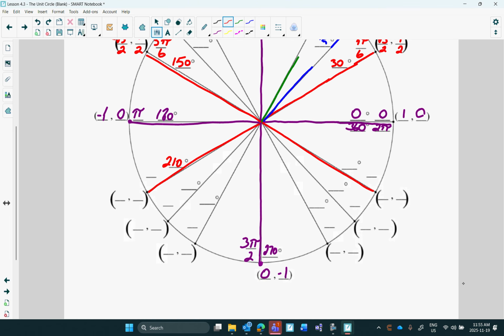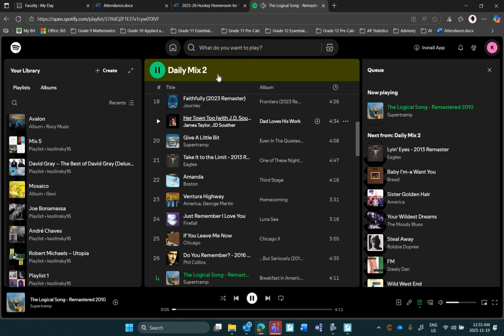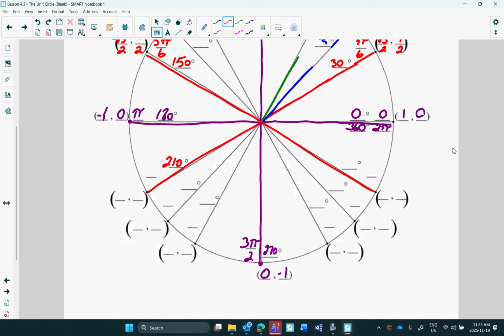Okay, so 210 degrees. What is that in radians? 7 pi over 6. Because remember, 6 pi over 6 is halfway around, so it's a little more than halfway around, 7 pi over 6.